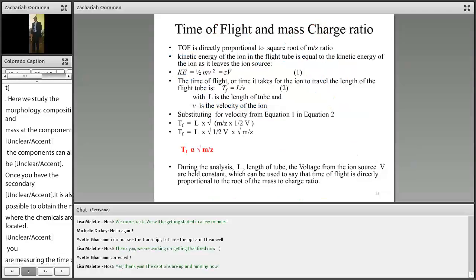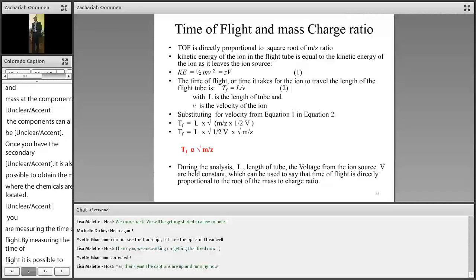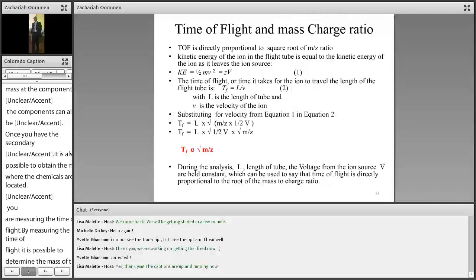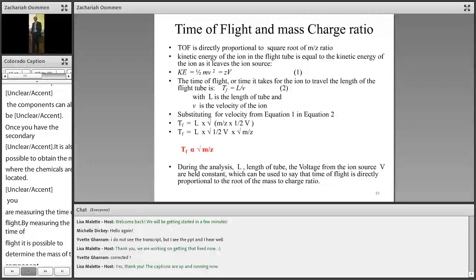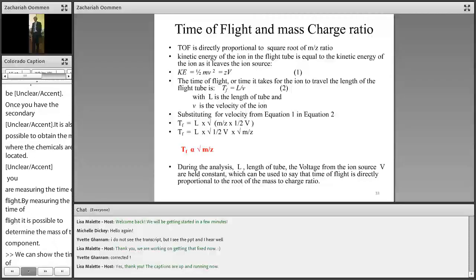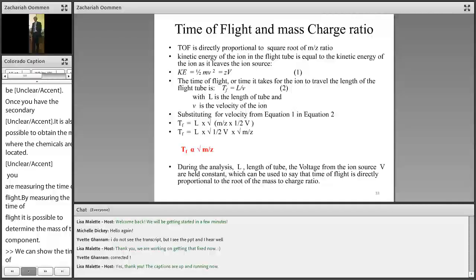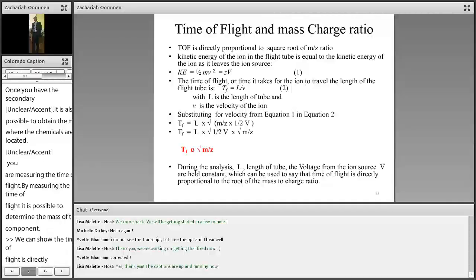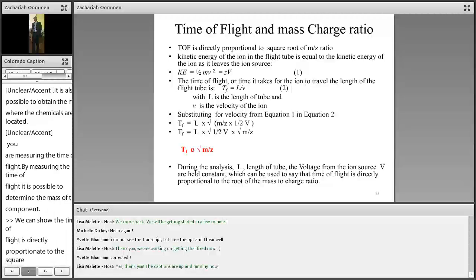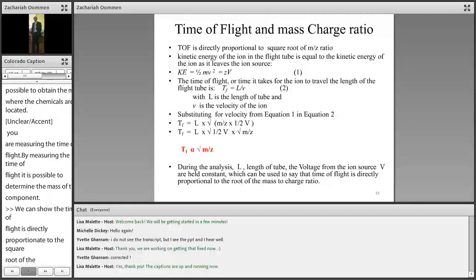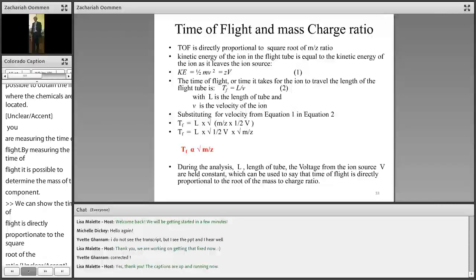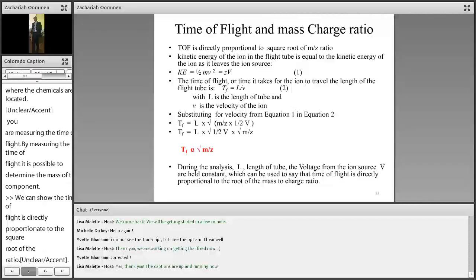Mathematically we can show that the time of flight is related to the mass over charge. As you know, the kinetic energy can be equated to the charge of the ion times the potential applied. Then the time of flight is the length of the tube divided by velocity. You can substitute velocity from the above equation, and finally you can show that the time of flight is proportional to the square root of the mass over charge.